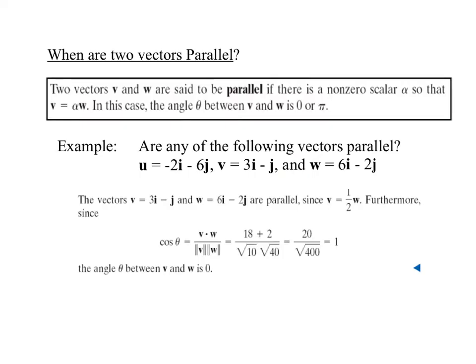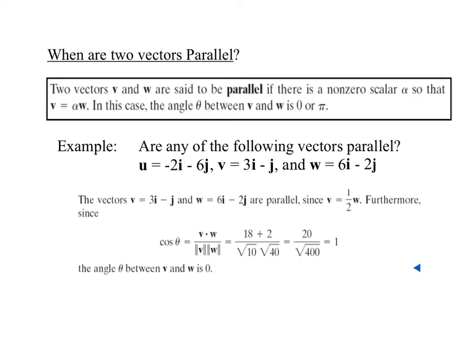Another thing we can do with the dot product is quickly see when two vectors are parallel. This theorem says two vectors v and w are parallel if there is a non-zero scalar, or just a multiplier, so that one vector is a multiple of the other vector. In this case, the angle between the two vectors will either be 0 degrees or 180 or pi. It's going to be 0 degrees when they're going in the same direction. It's going to be 180 or pi when they're going in opposite directions.